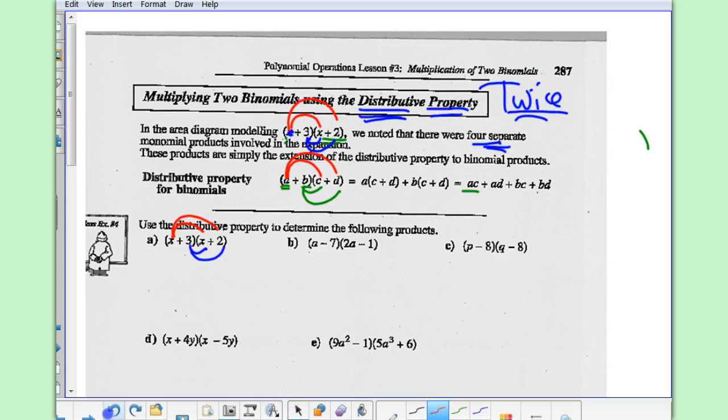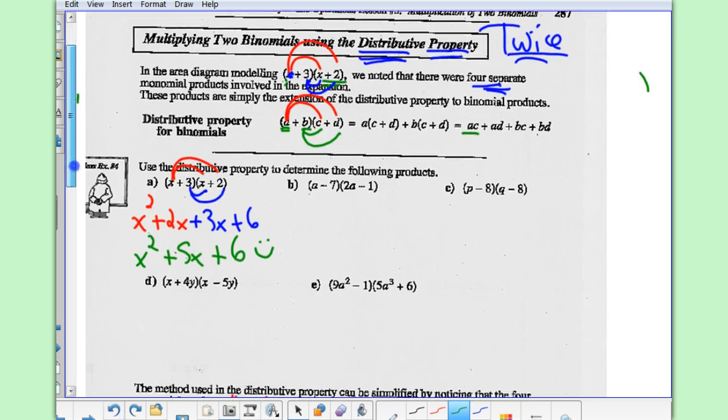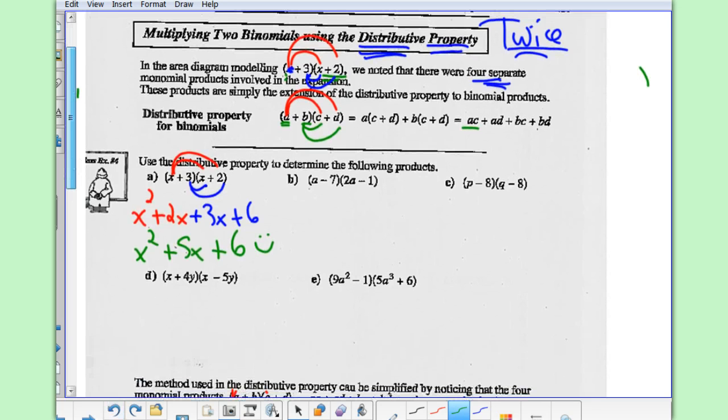So what does it make? Well, the first 2 arrows are x squared plus 2x. The next 2 arrows are plus 3x plus 6. And so when I collect these terms together, I get x squared plus 5x plus 6. And all is good in the land, right? So if we look at some of the other questions that we can get here, I'm going to skip around.